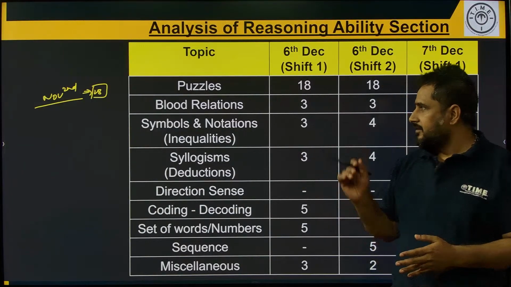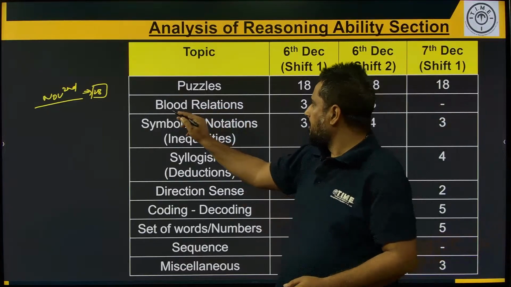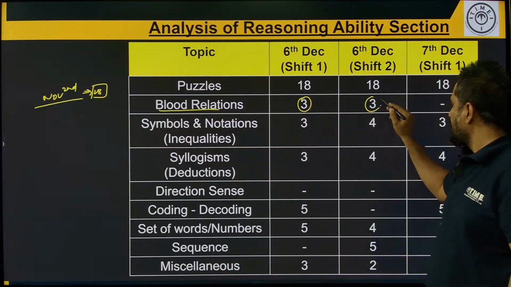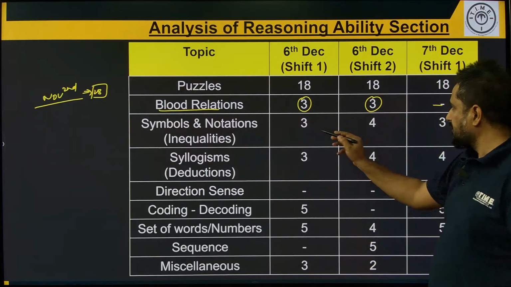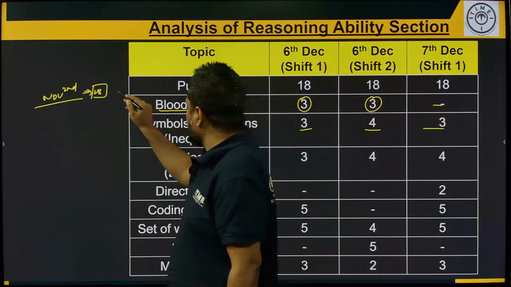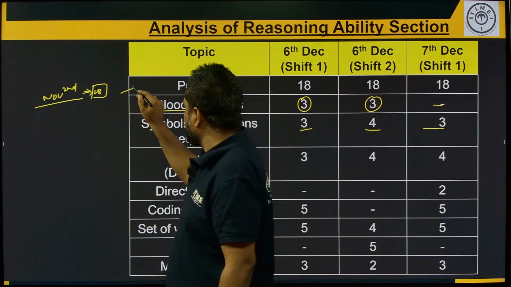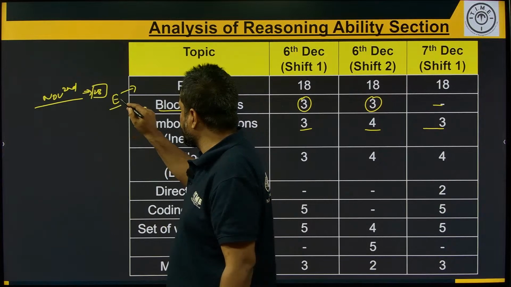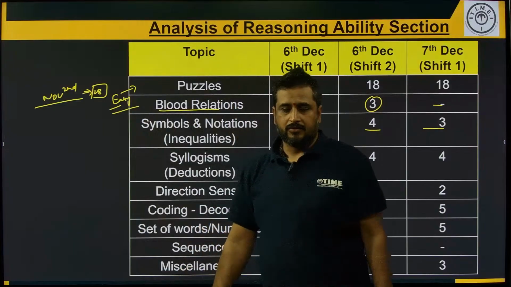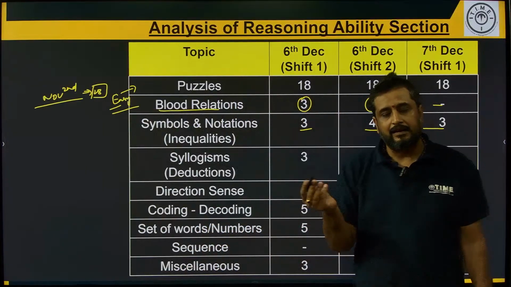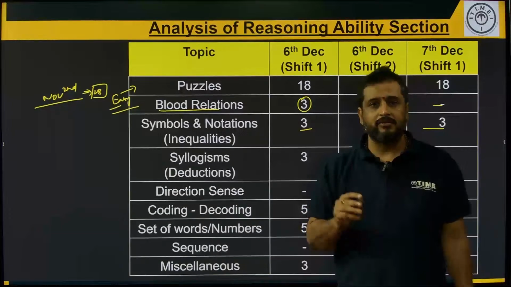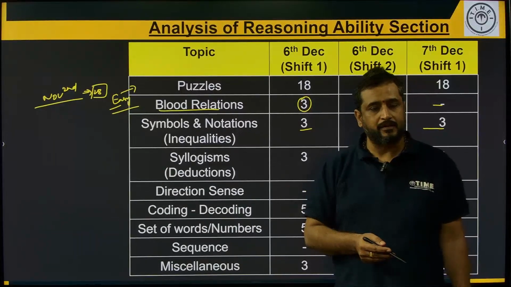One of the topics, blood relations, appeared in 2 slots and not in this slot. And symbols and notations we have across all the slots. Before going further, the level of difficulty of the puzzles, according to the students' feedback, is very easy. As HT sir stated, students were able to complete the questions in less than 20, 21 minutes. That is true. They were able to complete all the 40 questions within the stipulated time, and they were left with some time also.